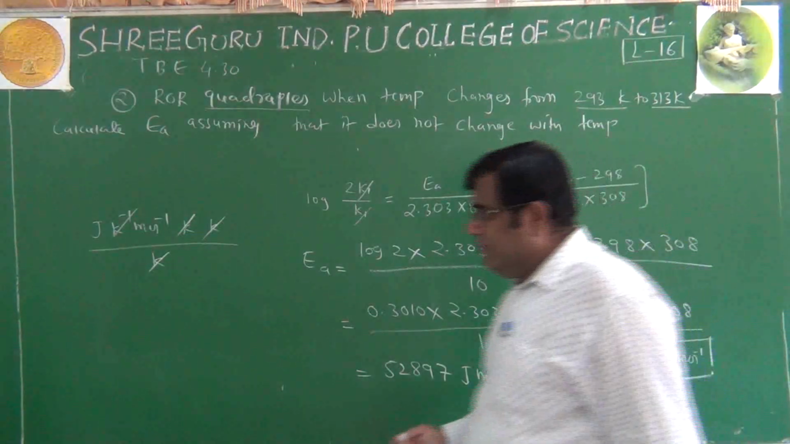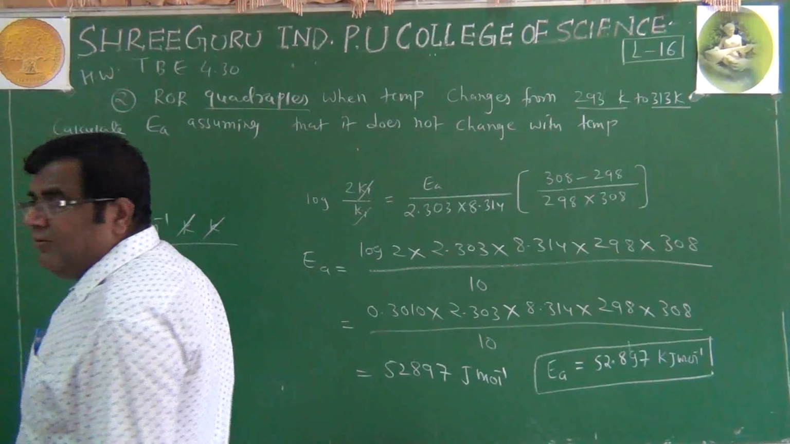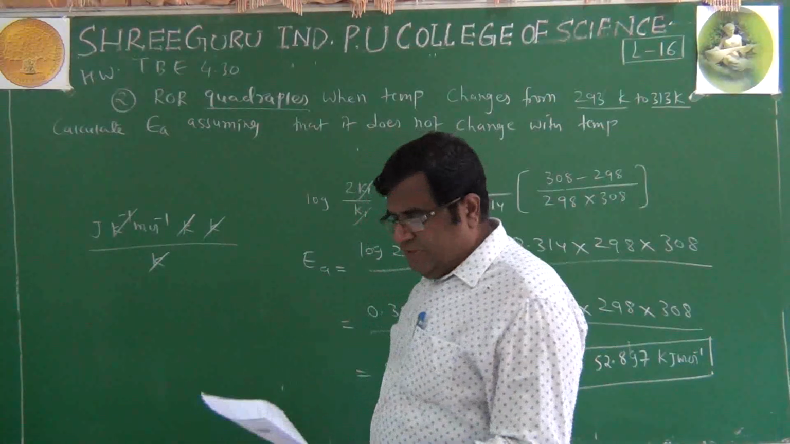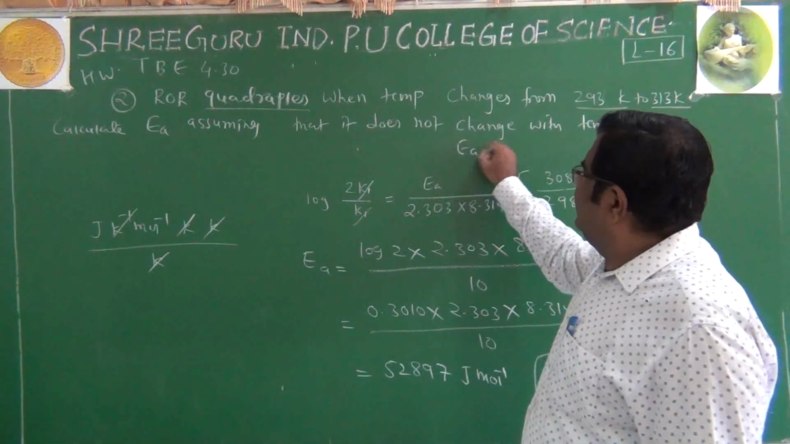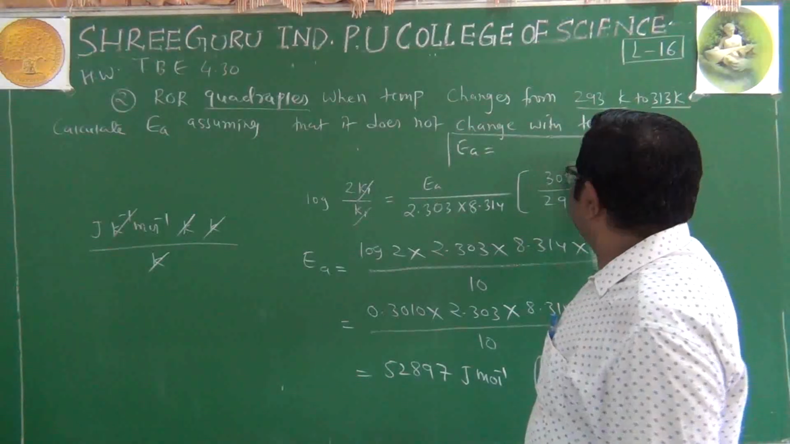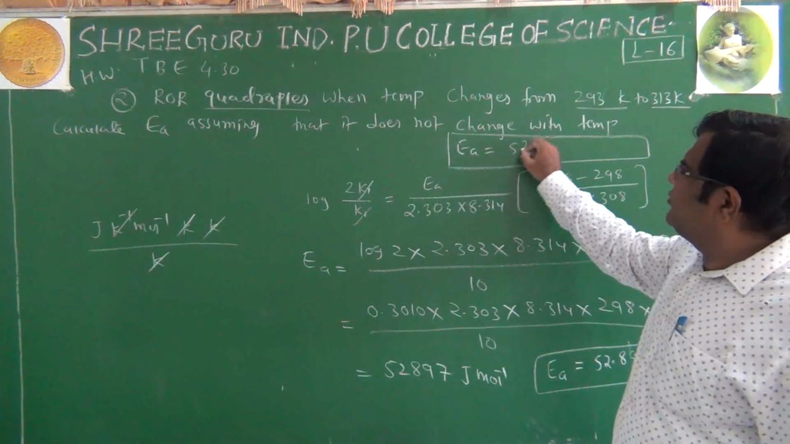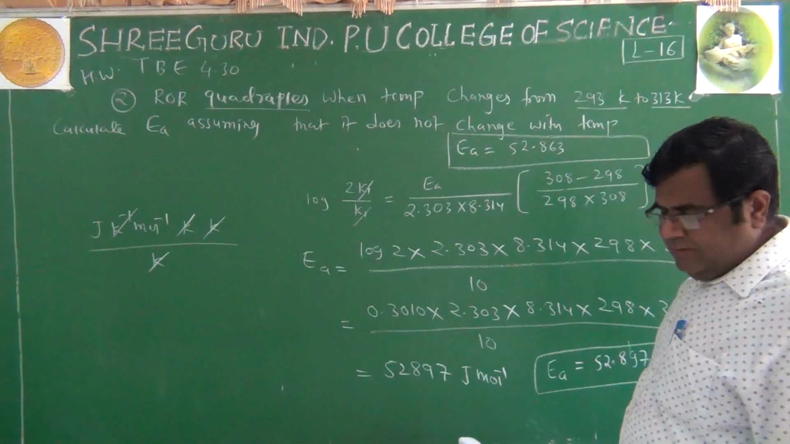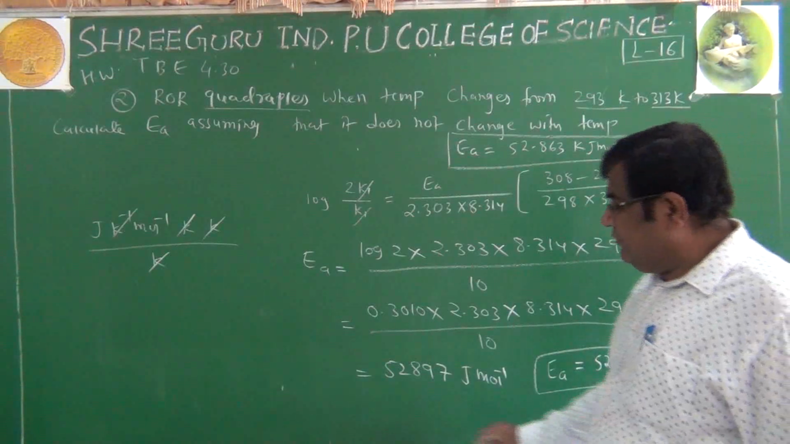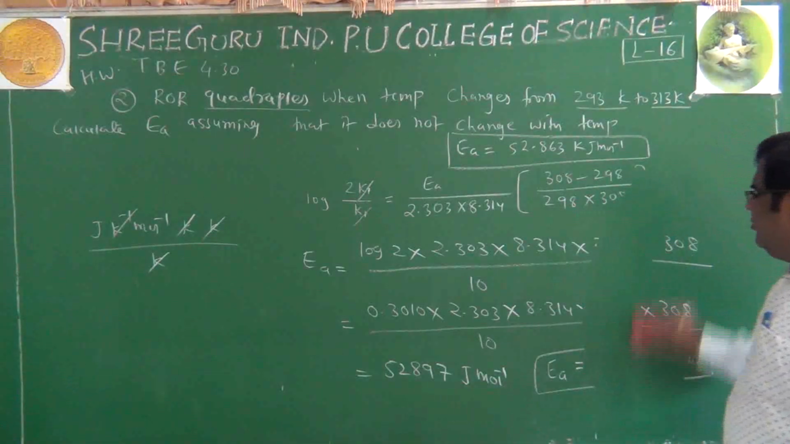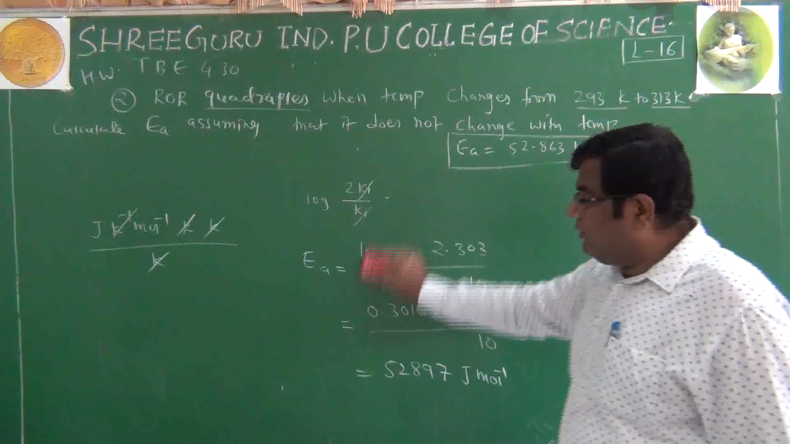So what I am planning here is that we should take this question as a homework question, because a very similar question we have just solved. I can write the answer for this question so that you can verify it. It is 52.863 kilojoule per mole. This is the answer for this particular question. So you have to copy this question, and this question is homework for you.